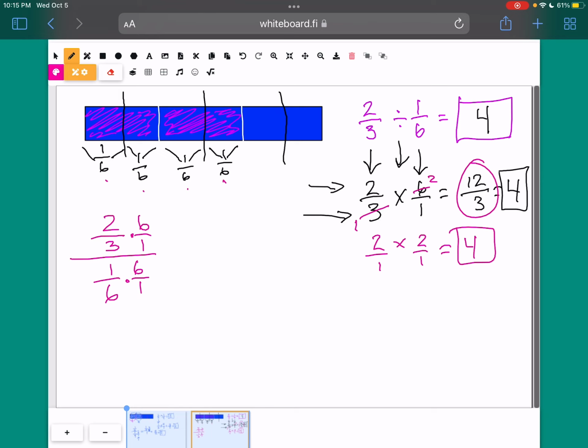And you see here in the numerator that essentially this is the same problem that we just solved over here, right? 2 times 6 being 12, 3 times 1 being 3, and this all over 1, which gives us 4.